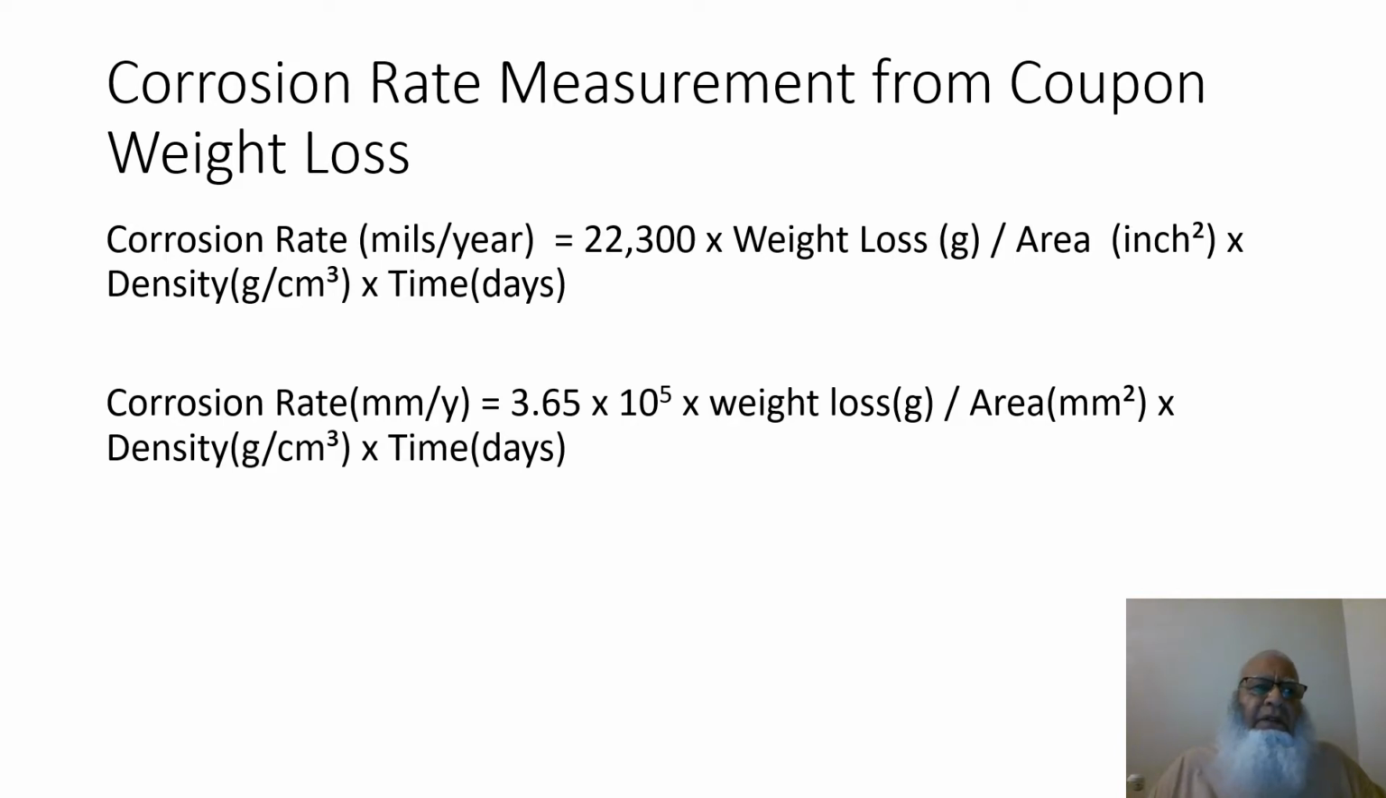The top expression shows the corrosion rate in mils per year with this constant 22,300 times weight loss. The whole of this is divided by the area in square inches, density in gram per cubic centimeter, and time in days. The lower equation shows the corrosion rate expressed in millimeter per year. The 3.65 times 10 to the 5 is a constant times the weight loss in grams, area in millimeter square, density in gram per cubic centimeter, and time in days.